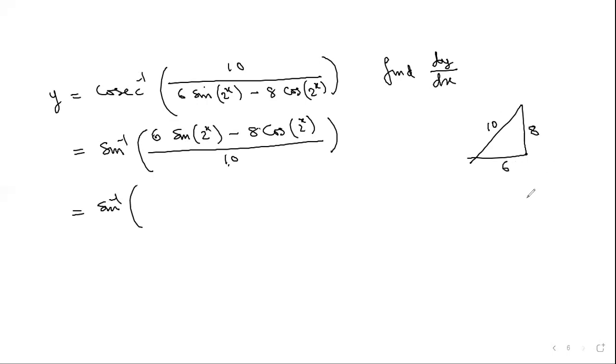Yes, 36 plus 64 is 100, no? So they form a right angle triangle. If you want, you can simplify it. So I'll write sine first. Sine of 2 raised to x into 6 by 10 minus cos of 2 raised to x into 8 by 10.